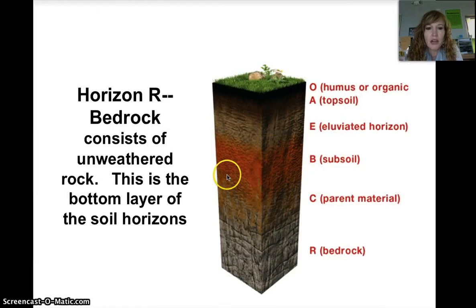Then we have horizon R, and horizon R is bedrock. Bedrock is simply a solid layer of rock that's below the soil horizons. It is not weathered at all. It is just solid rock. If you've ever tried to dig in your yard and reached a solid layer of rock, you did reach the bedrock. You probably didn't have a lot of horizon A, B, or C above it, and that's why it was so easy to reach it.